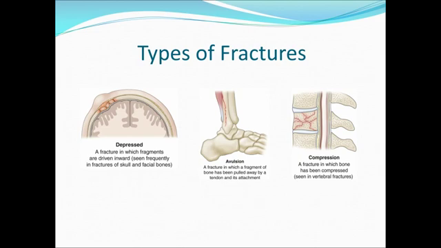Here are some additional ones. Depressed fracture, where you can see fragments are driven inward. You can have an avulsion, where things are pulled away by the tendons. And you can see a nice picture of a compression fracture there, where you can see the fracture lines within that vertebrae.